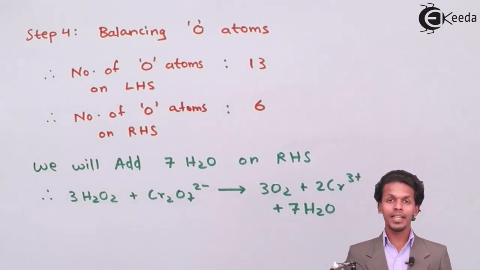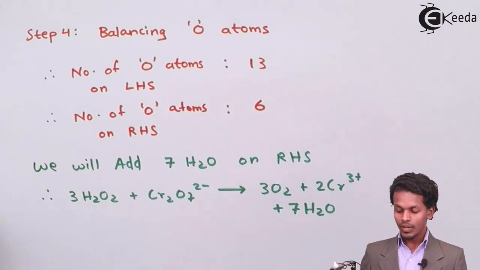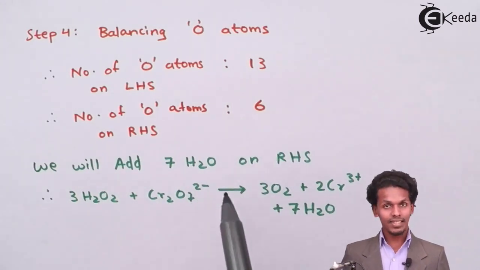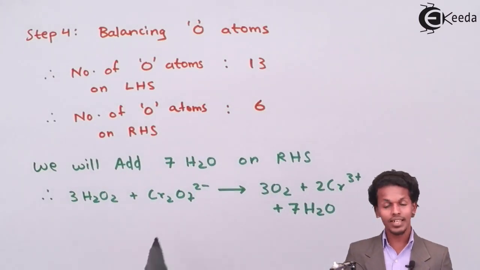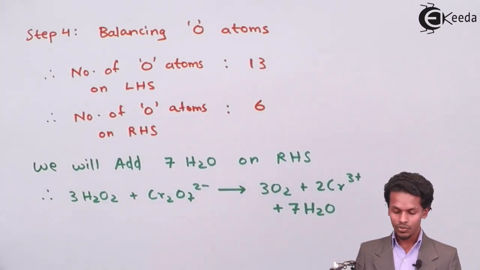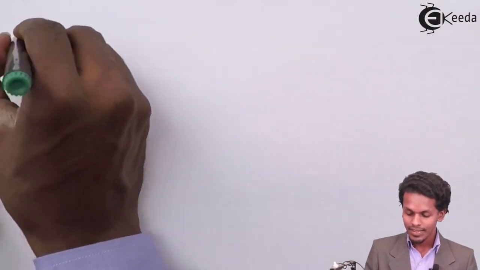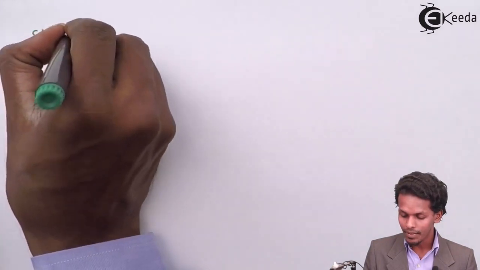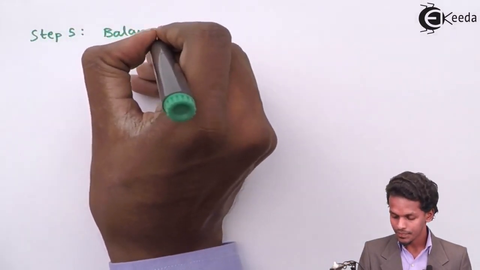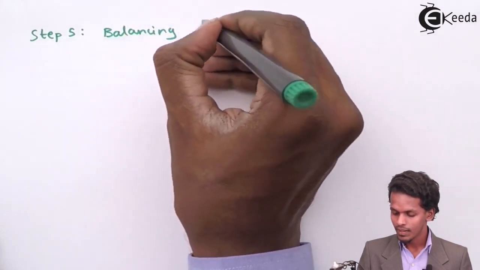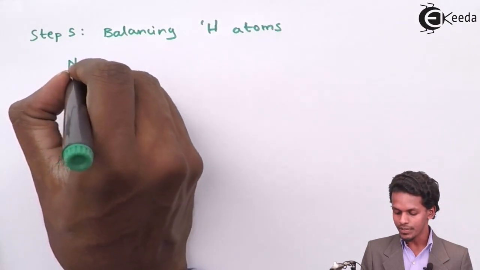And the last step remaining is that we have to balance the hydrogen atoms. So we will consider this as the balanced one, not the previous equation that we have balanced. So this is the recent thing that we have balanced. In this case there will be step number 5, which will be named balancing hydrogen atoms.